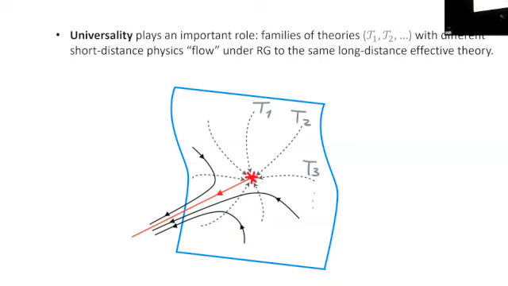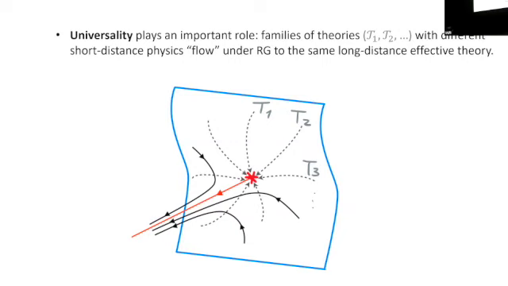Which says that families of theories, for instance here T1, T2, T3, with different short distance physics, can be very different. But as long as they're in the same basin of attraction, they flow under RG flow to the same long distance effective theory. So that's the point with a red cross here. That is why, for instance, critical exponents of some very different physical systems are actually the same.